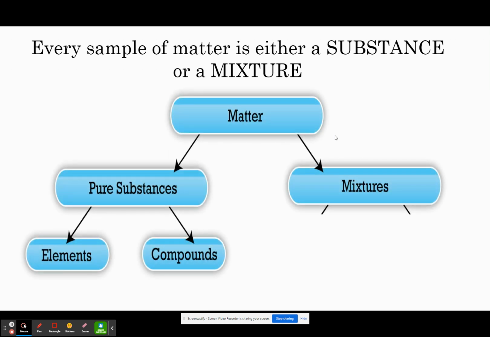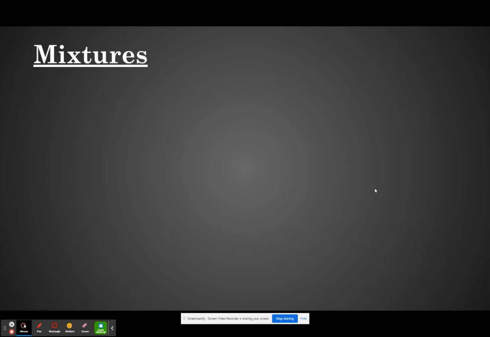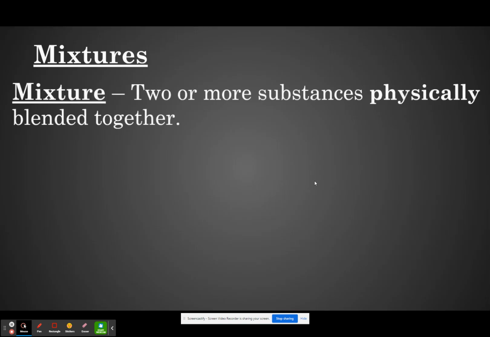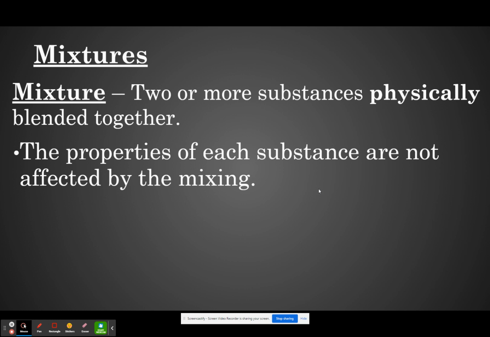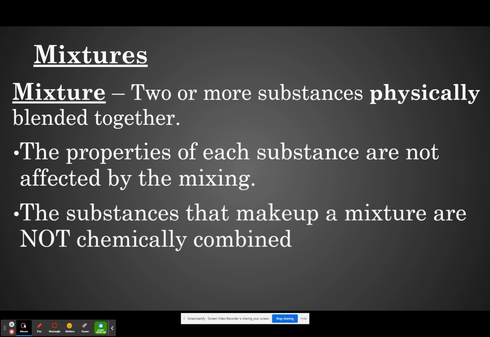Now that's not all. Substances can also be mixtures. And mixtures are 2 or more substances physically blended together. So they're sharing the same space, but the properties of each substance are not affected by the mixing. Think salt water. The substances that make up the mixture are not chemically combined. They're just sharing the same space.